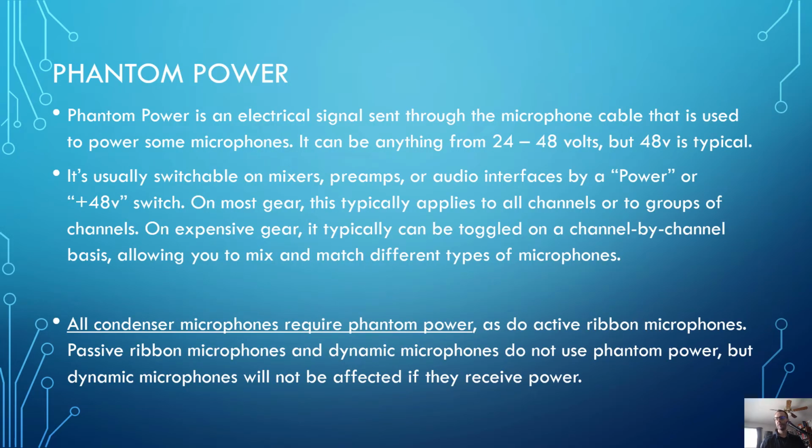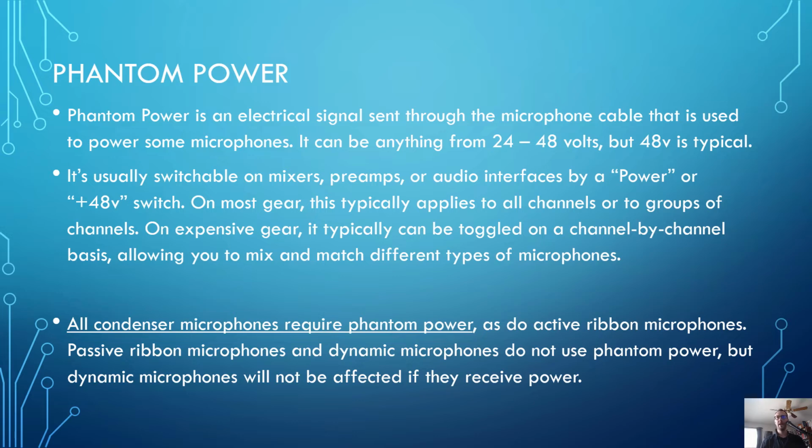So we talked about active ribbon mics requiring power. This is generally in what's called phantom power form. And phantom power is an electrical signal sent through the microphone cable that's used to power microphones. It's generally between 24 and 48 volts, but 48 volts is common. In fact, on a lot of mixers, preamps, and audio interfaces, there is a plus 48V switch, which will apply phantom power.